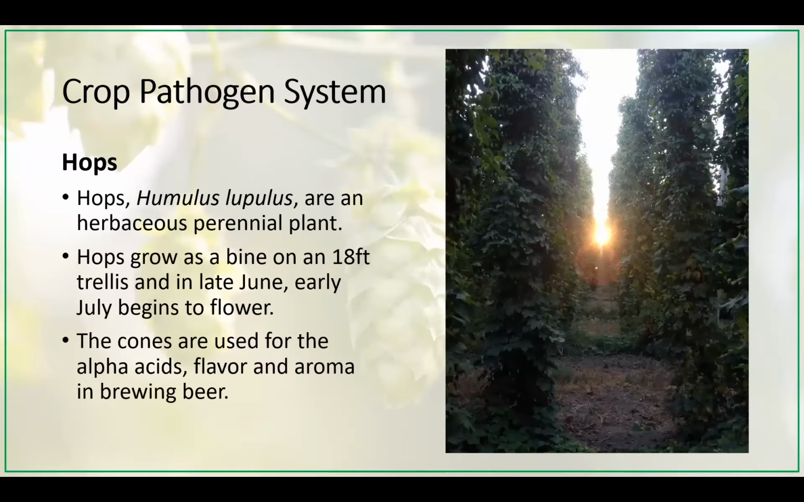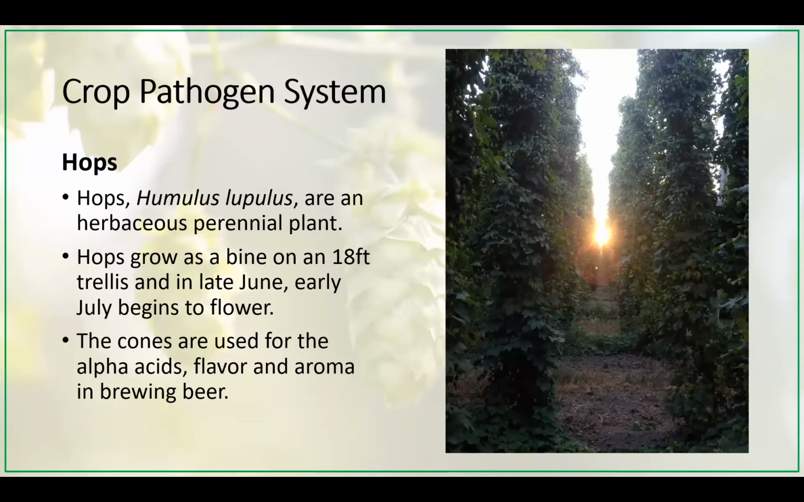So hops, or Humulus lupulus, are a herbaceous perennial plant. They grow as a vine on an 18-foot trellis. And in late June and early July, they begin to flower. And you can see those cones up here in the picture at the top of the canopy. Those are used for their alpha acids, flavor, and aroma when brewing beer.